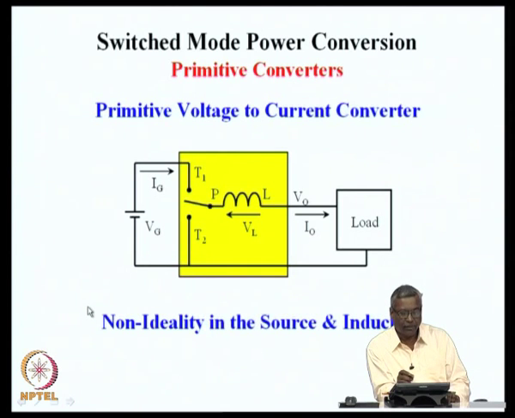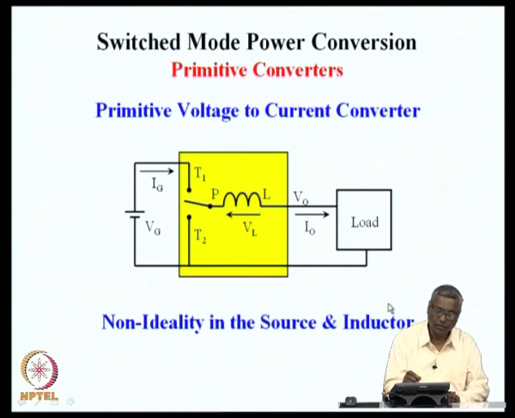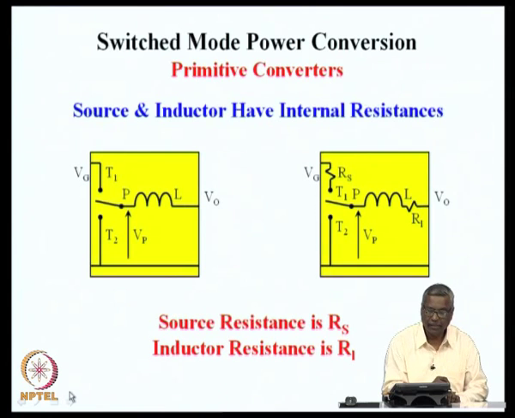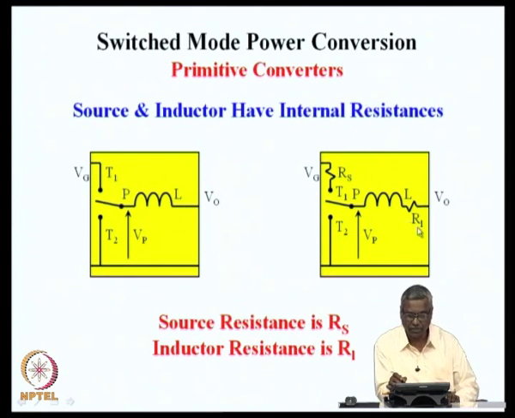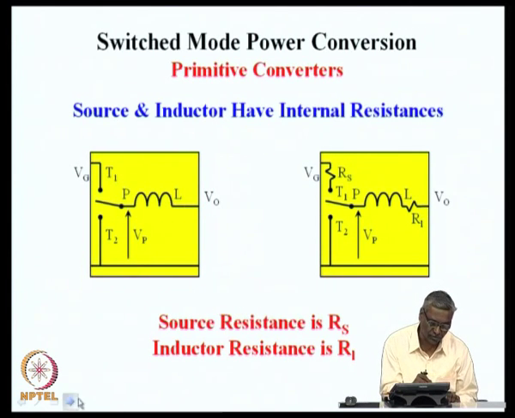Now, we can look at one more type of non-ideality in the converter, other than the switch drops: the non-ideality in the source and the inductor. The source can have a resistor as shown here, Rs, and the inductor can similarly have a winding resistance RL. So, these quantities also give rise to some difference in the voltage transfer ratio. Because these are series non-idealities, they do not affect the current transfer ratios.